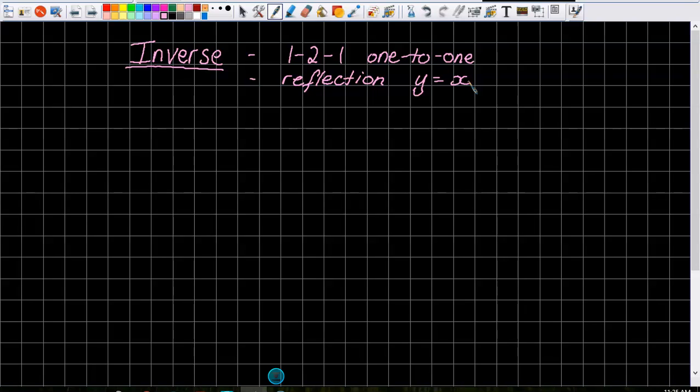How do we find it algebraically, the inverse function? Right, you swap your x and y values and then you try and get y by itself, right?